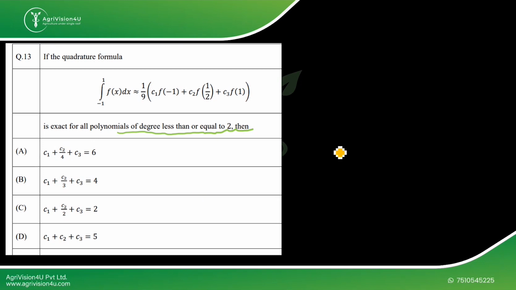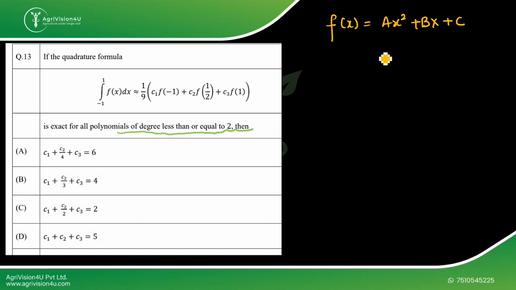Okay. So what is the first step that you can do here? The first thing is less than or equal to 2. So you can assume one polynomial, for example, f(x) equals ax square plus bx plus c. Like that you can assume. They are stating that the polynomial degree should be less than or equal to. Let's take the equals sign, equals to 2. So it is a quadratic polynomial.